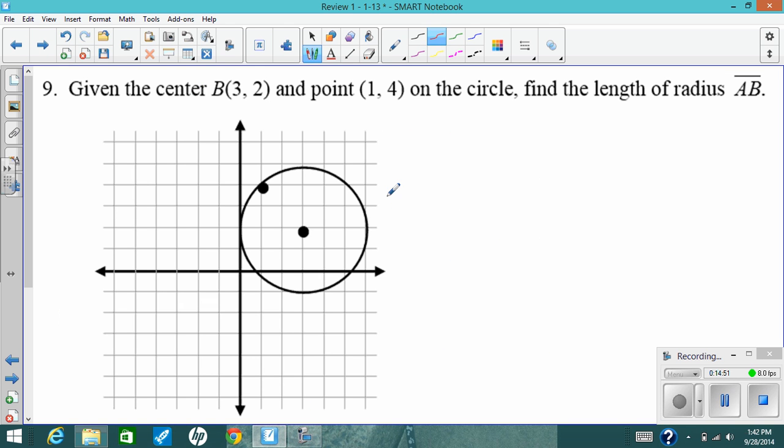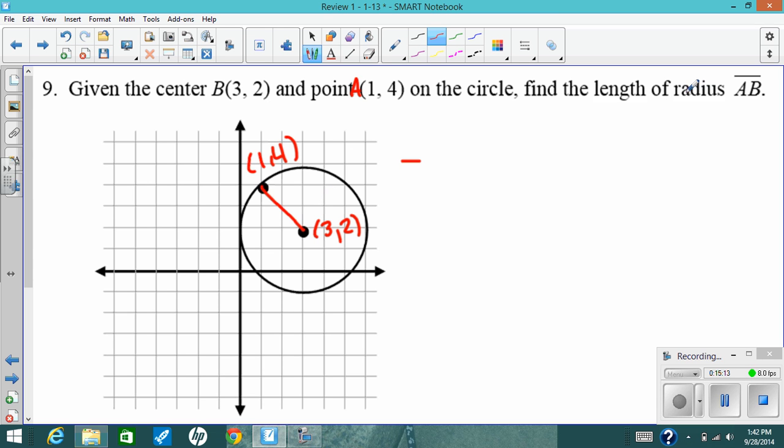Here we have a circle in the coordinate plane. We know that the center is (3, 2). That's this point. And one of the points is (1, 4). And we want to know the length of radius AB, so this segment AB. And it's probably helpful if this problem would have told you that the point is A.